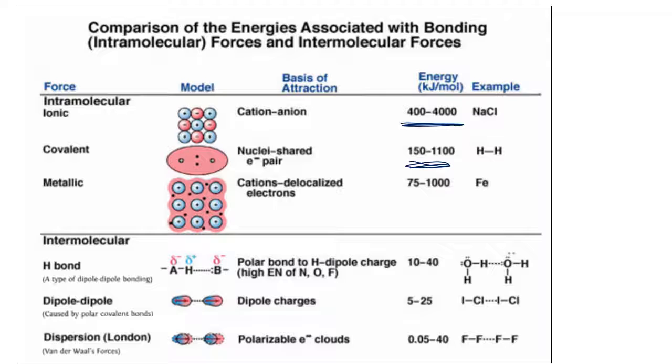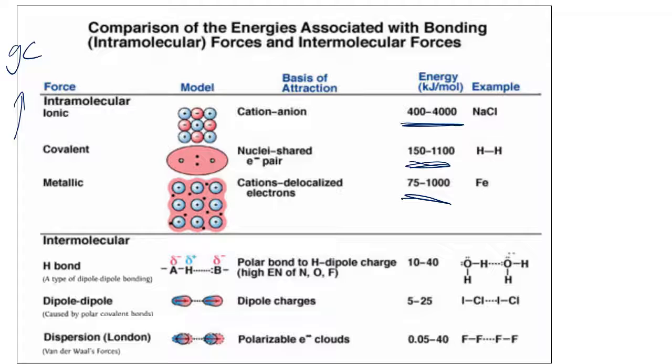We haven't really looked at giant covalent there, but that's going to be actually above, okay? So giant covalent will be above here. Metallic bonds, which we'll look at in the next unit, are about 1,000 to 75 kilojoules per mole. So again, quite a lot of energy required. So we're looking at about, say, 2,000 kilojoules to break those kinds of bonds.